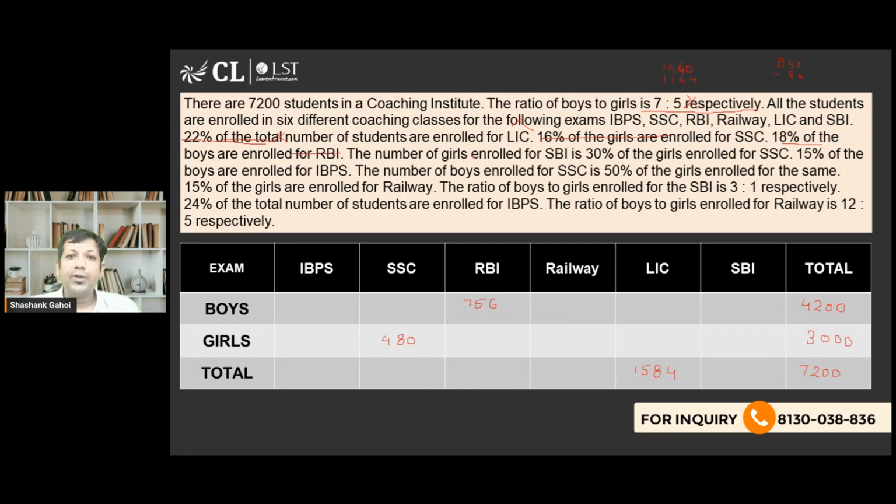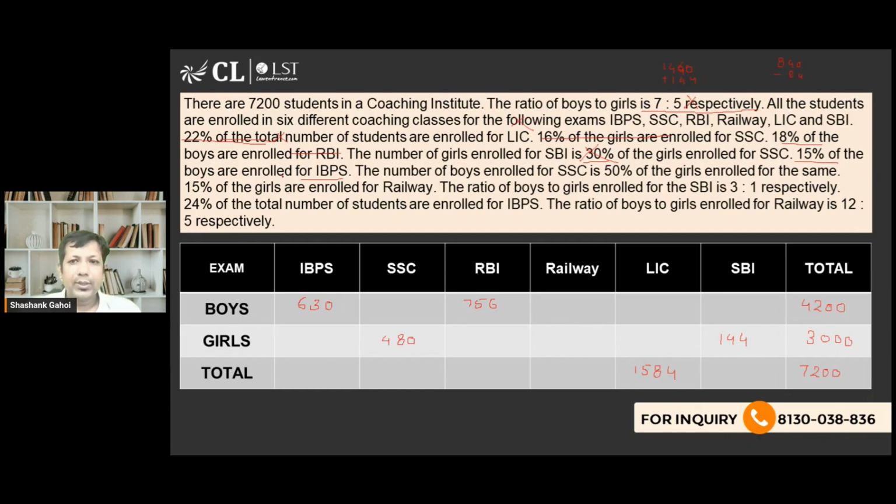The number of girls enrolled in SBI is 30% of girls enrolled in SSC. In SSC, the number of girls is 480. In SBI, the number of girls is 30% of this. So 10% of 480 is 48, and 3 times 10% will give me 30%. So 48 into 3 will give me 144. We have used this statement, and now we don't need it any further. 15% of boys are enrolled in IBPS. So 10% is 420, 5% is 210, so 15% is going to be 630.